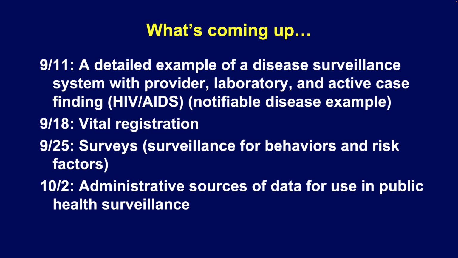This is moving into different sources of data for public health surveillance. So vital registration is one. Then we'll have a lecture followed by how surveys can be used to do surveillance for behaviors and risk factors. And in early October, we'll look at the use of administrative data sources for public health surveillance. And this includes things like hospital discharge data and healthcare claims data.